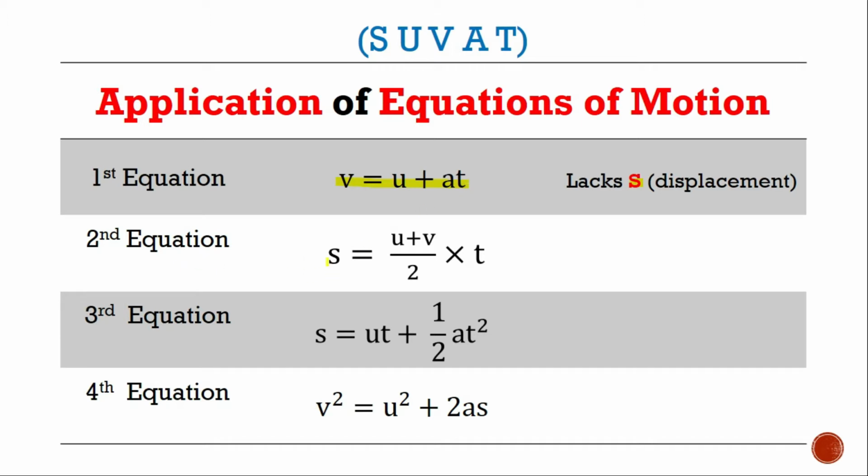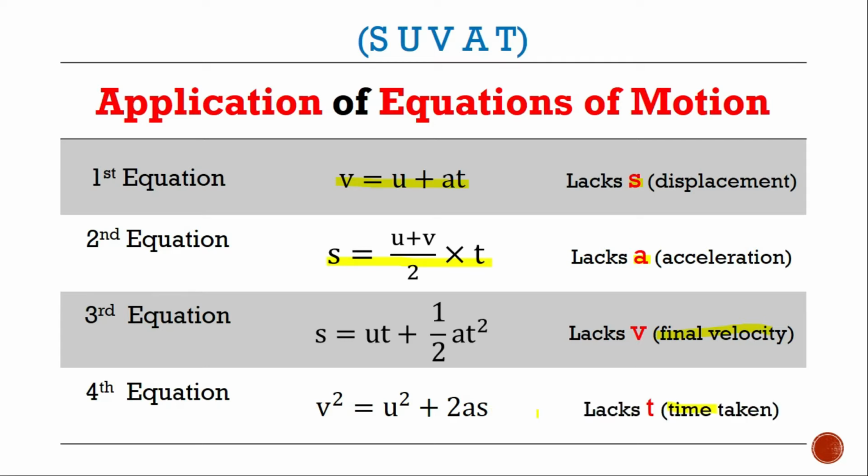In the same manner, the second equation, s equals (u plus v) upon 2 multiplied by t, lacks a or the acceleration. So we'll use this equation to solve a problem which doesn't involve acceleration. The third equation, s equals ut plus half at square, doesn't possess v or final velocity and will be used in questions which lack final velocity. And in the same manner, the last equation, v square equals u square plus 2as, is to be used when the question doesn't mention anything about t or the time period.